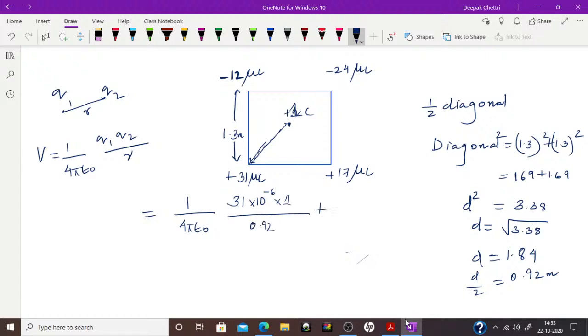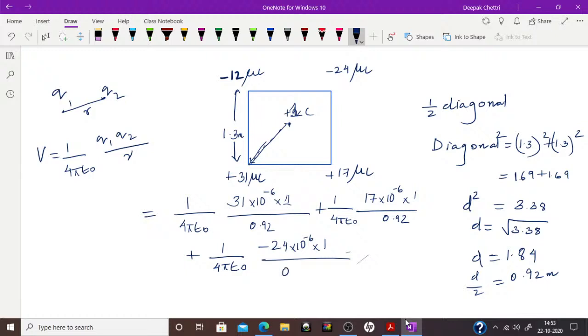Same way, the potential because of 17 will be 1 by 4 pi epsilon naught 17 into 10 to the power minus 6. Again the other one is 1, so divided by distance, again 0.92, because all the corners are at the same distance from the center. Now third one is plus 1 by 4 pi epsilon naught. What is the third charge? Let us say it's minus 24, so you will get minus 24 into 10 to the power minus 6. What is the charge at the center? 1 divided by 0.92. Let me put in the bracket.